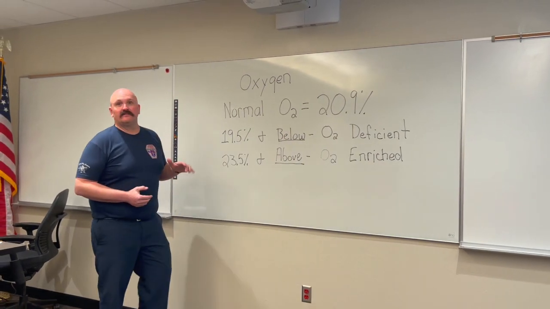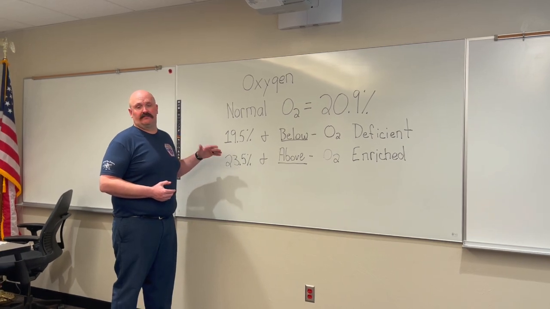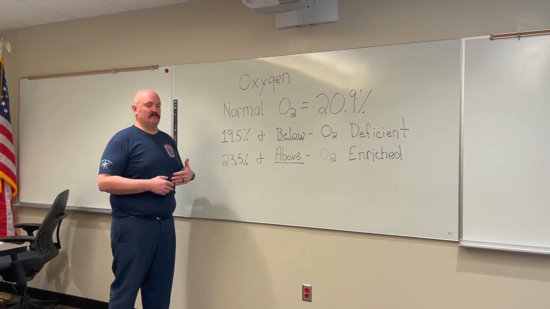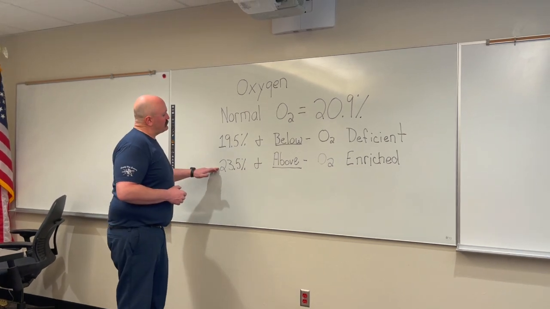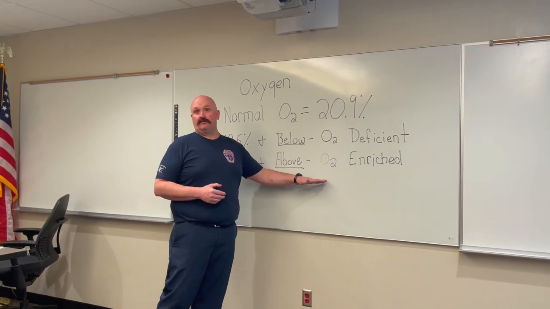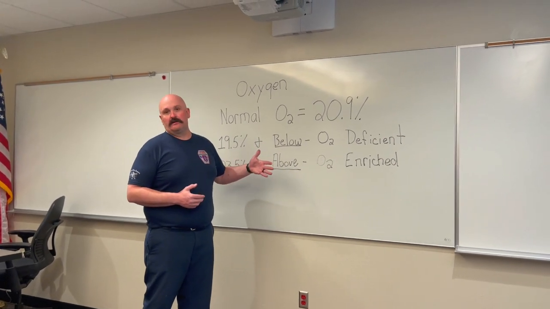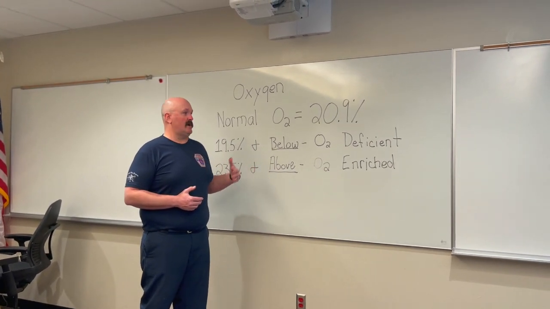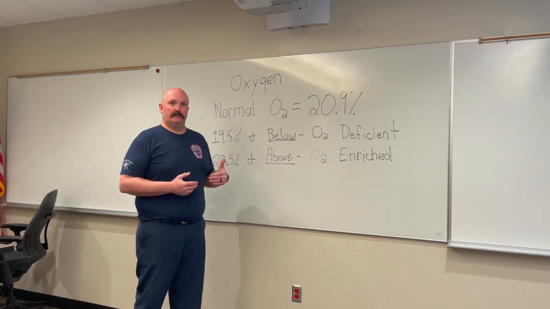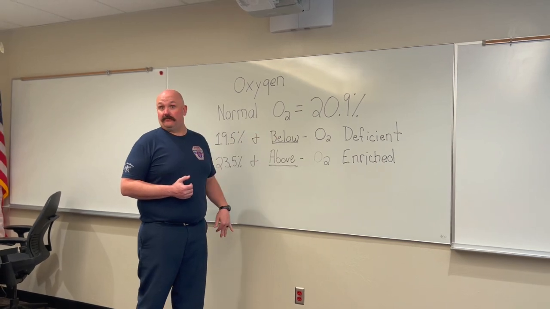For purposes of confined space monitoring, 19.5% and below is considered oxygen deficient and is a problem for breathing. 23.5% and above is considered oxygen enriched, and because there's more oxygen, it would be considered a major fire hazard, as it would propagate burning, fire, or explosion much more readily than if there was oxygen deficiency.